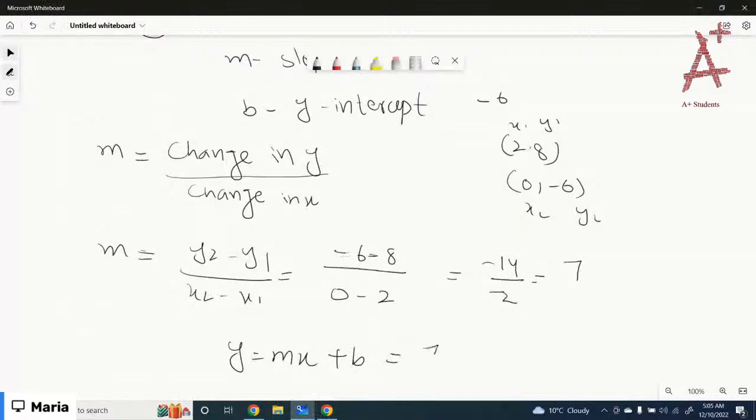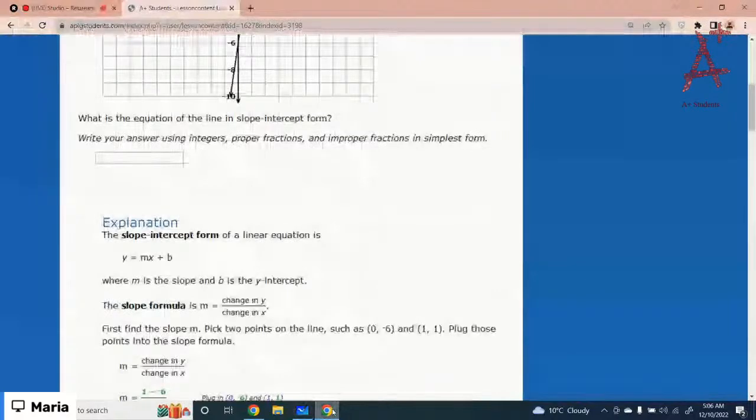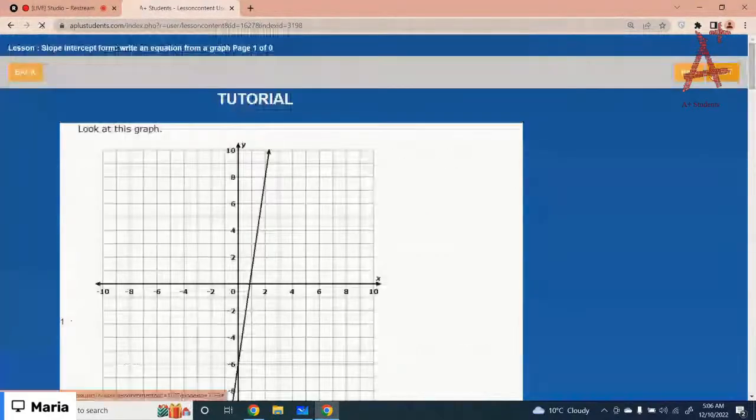Got it? So the equation is y equals mx plus b. We have m, that is 7, and b, that is negative 6. So it would be y equals 7x minus 6. Got it? That is the equation in the slope intercept form for the given graph. Let me just check, yes. The equation is y equals 7x minus 6. Got it? Let's just do a practice question from the test.